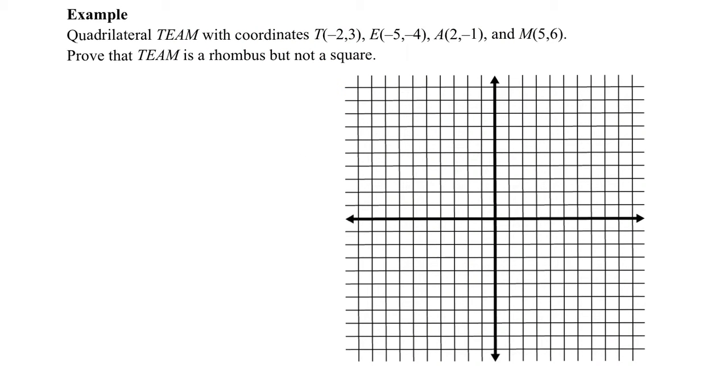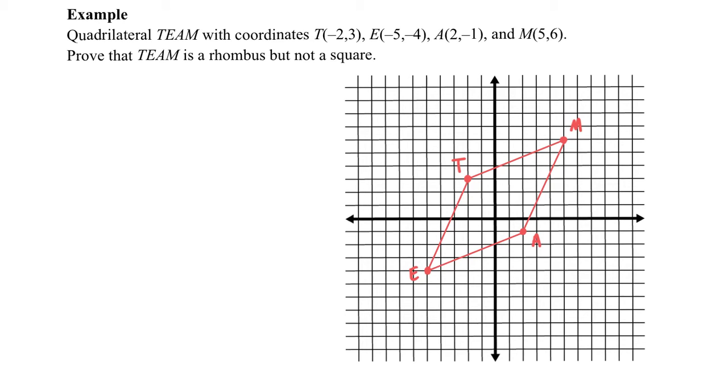Quadrilateral team has coordinates, and then they give you all the coordinates. Prove that it's a rhombus but not a square. First things first, let's plot all the coordinates. Now, you don't need me to show you how to do that, so I'm going to pause the video. I'm going to plot this out, and then we'll come back together to do the proof part. All right, so I went ahead and plotted this.